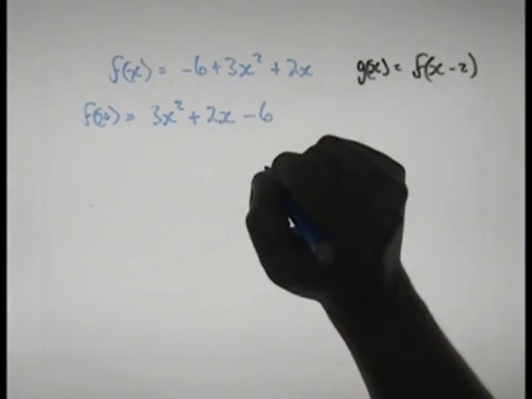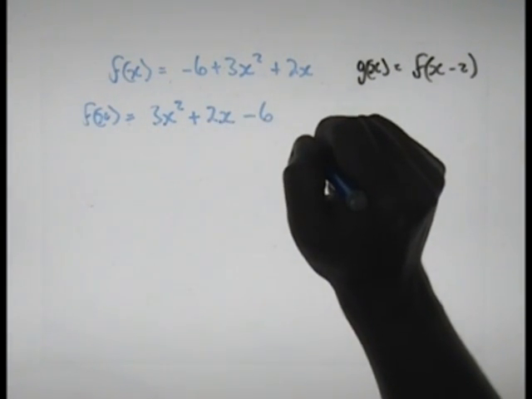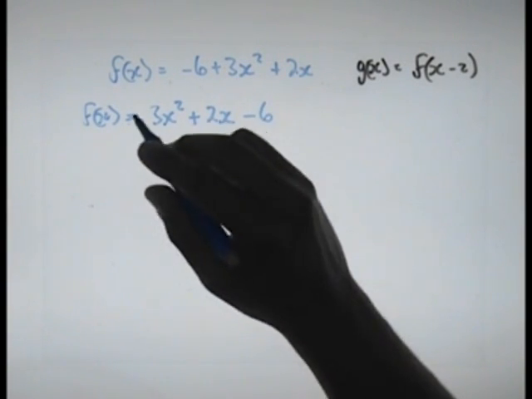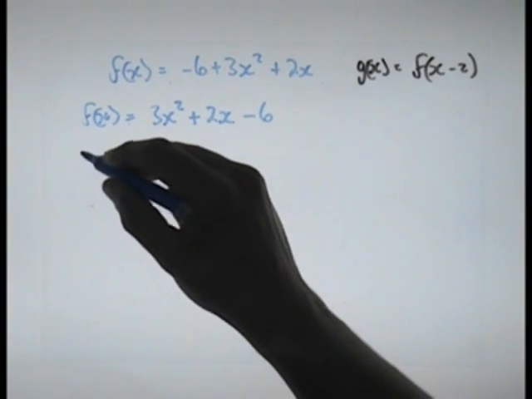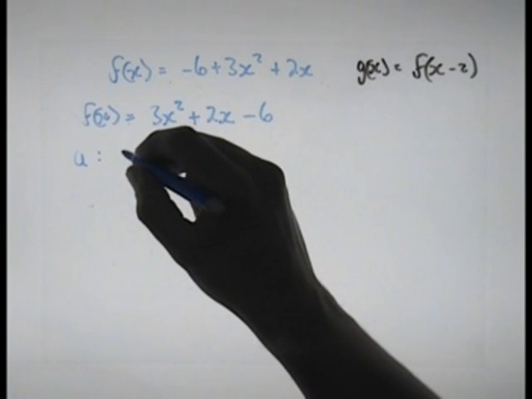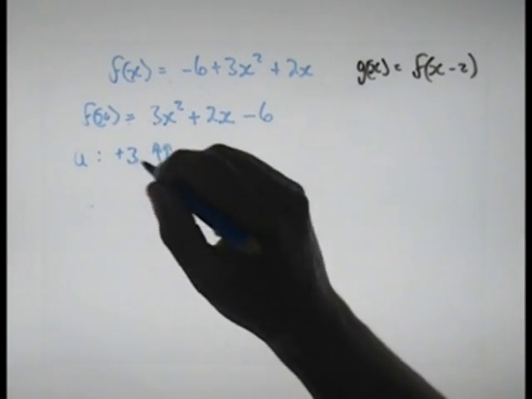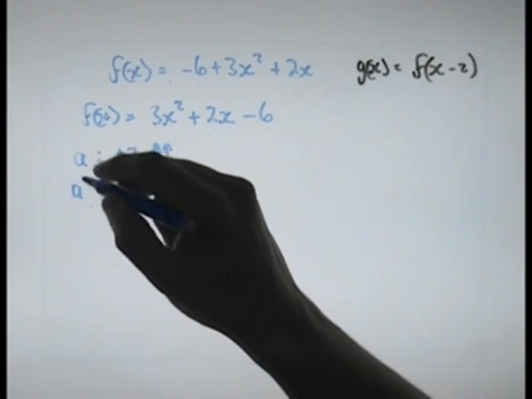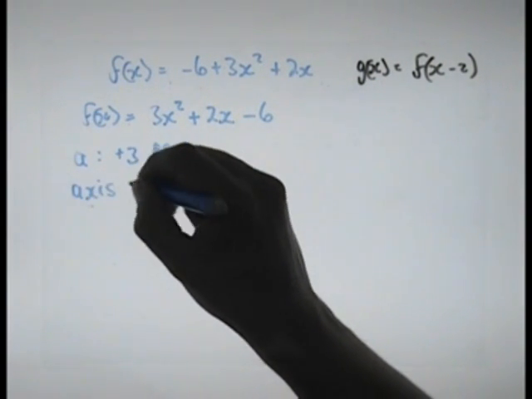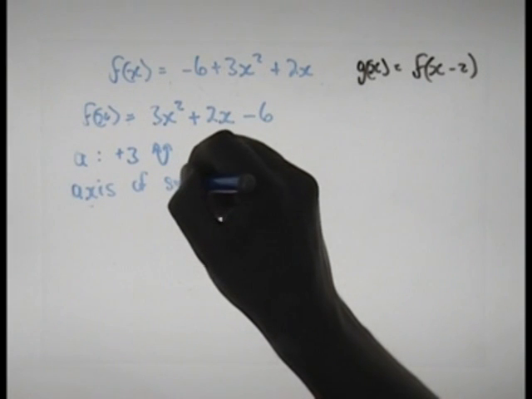Ax squared plus bx plus c. Now to sketch this graph, we're going to start off by looking at our a value. In this case, our a value is positive 3, which means that our graph has a smiley face. Next thing we're going to look for is axis of symmetry.